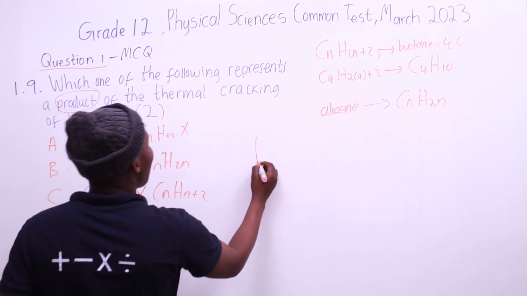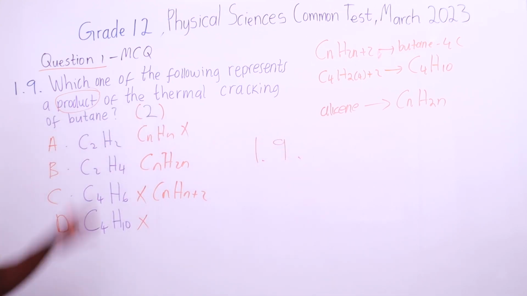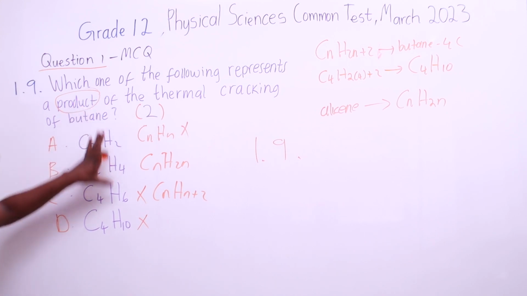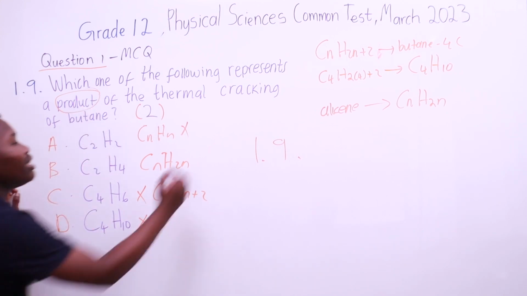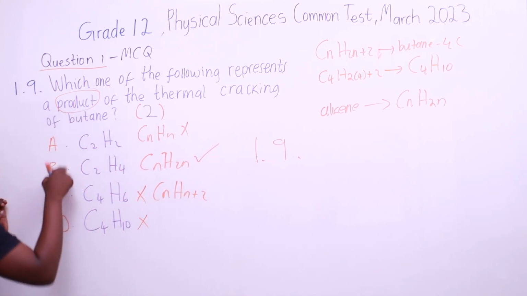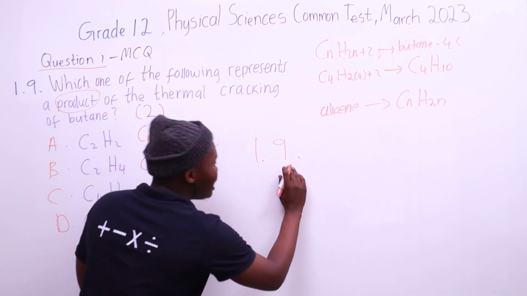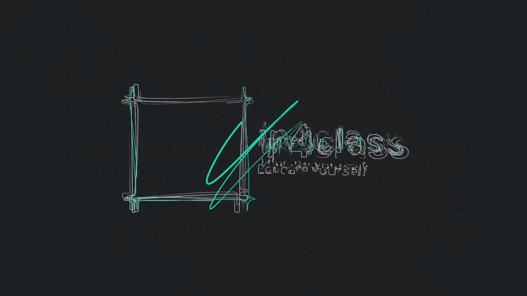Our answer to 1.9 is B. We choose the alphabet that matches what is written, so instead of question 1.9 we put B. Now to the last multiple choice question.